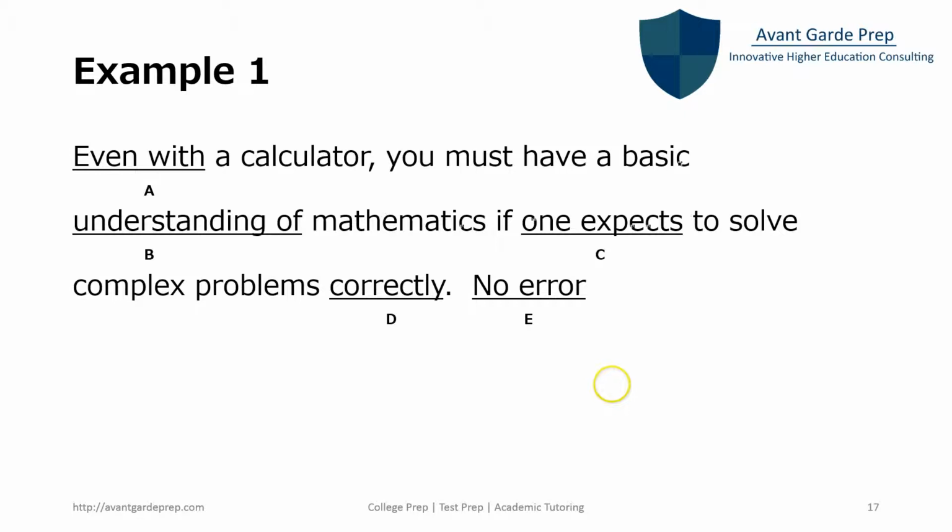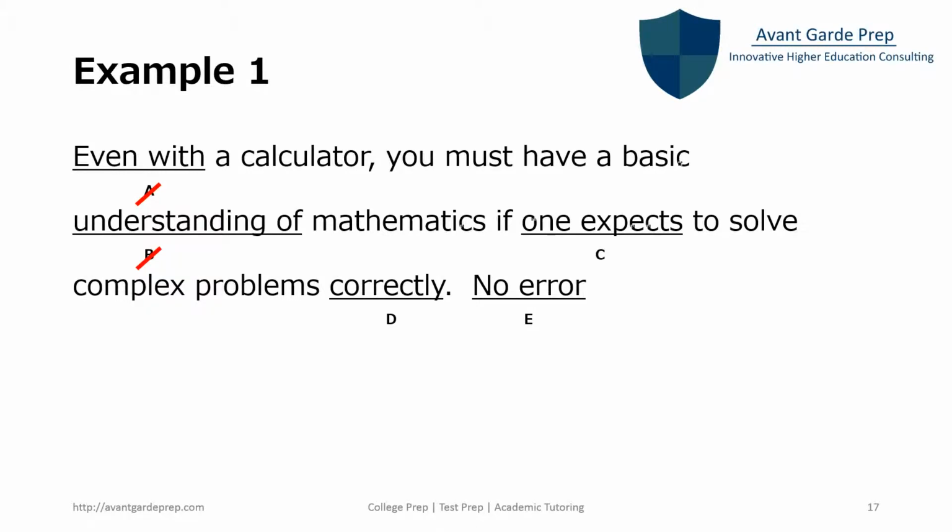Okay, and that brings us to our first example. Even with a calculator, you must have a basic understanding of mathematics if one expects to solve complex problems correctly. Okay, so choice A, even with, this is a conditional phrase, and it does set forth the rest of the sentence correctly, so A is not our problem. B, understanding of, the preposition of is appropriately used with understanding. You know, that's idiomatically correct, so B is not our problem.